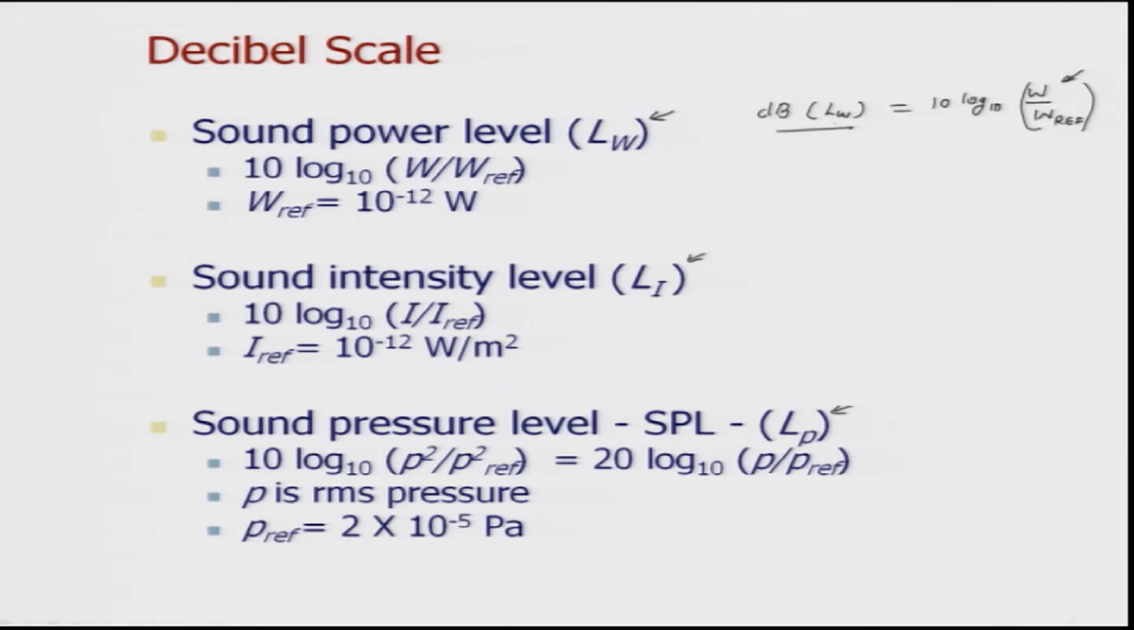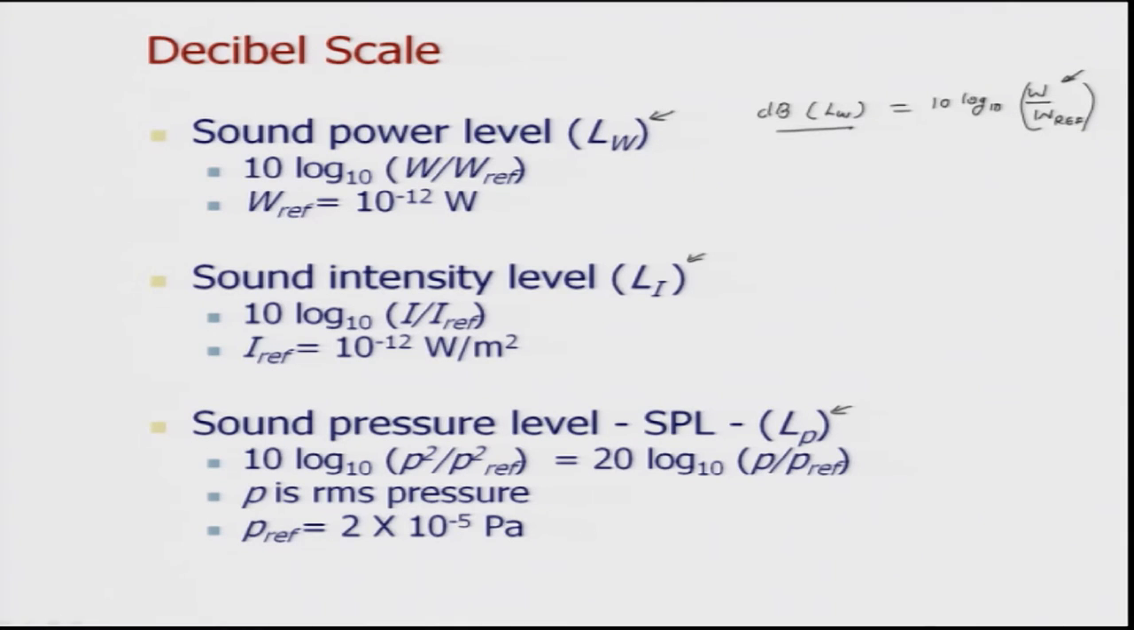Similarly, if I have to compute sound intensity, then sound intensity level LI equals 10 log 10 I divided by reference intensity, and the reference intensity is again 10 to the power of minus 12 watts per square meter. Please note that in both these relations, W and I are the RMS values of power and intensity respectively.